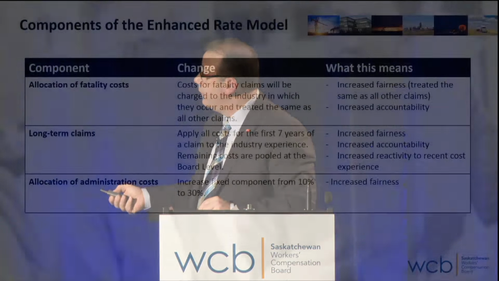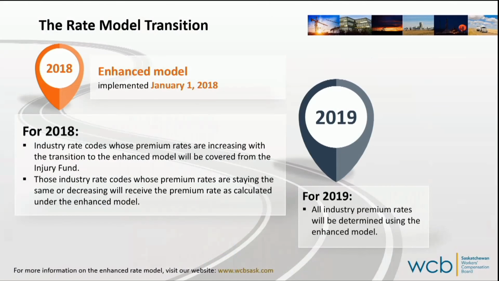So this increases fairness. It's holding everyone accountable for their fair share of the fixed costs, and then holding those accountable who are having more claims and utilizing those resources more accountable for the variable costs. So in general, this move will see typically industries with lower premium rates paying more as it relates to fixed costs. Because in the past, we had only identified our fixed costs as 10%, but in reality, it was closer to 30% of our total admin costs. So that's a high-level overview of the changes in the model.